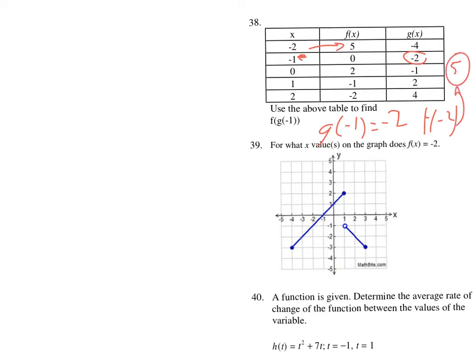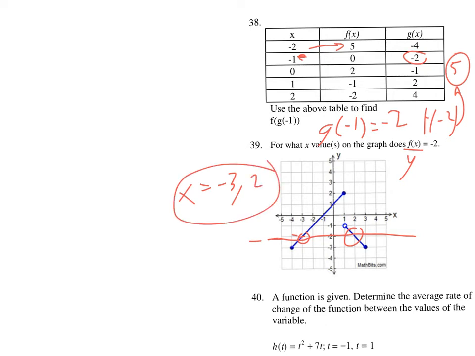All right, next one here, when does f of x equal negative 2? That's really meaning when does y equal negative 2. So I like to draw a line here, see where it hits. So it hits 2 spots. It is possible to get 2 x values here, especially if it's not a one-to-one function. So 2 answers is good.